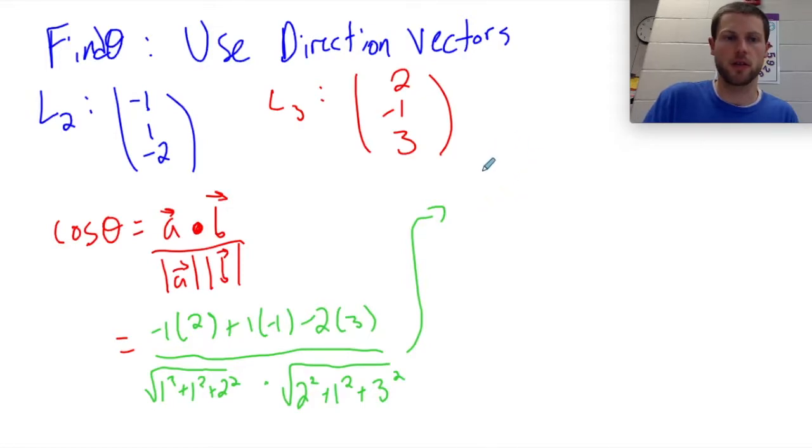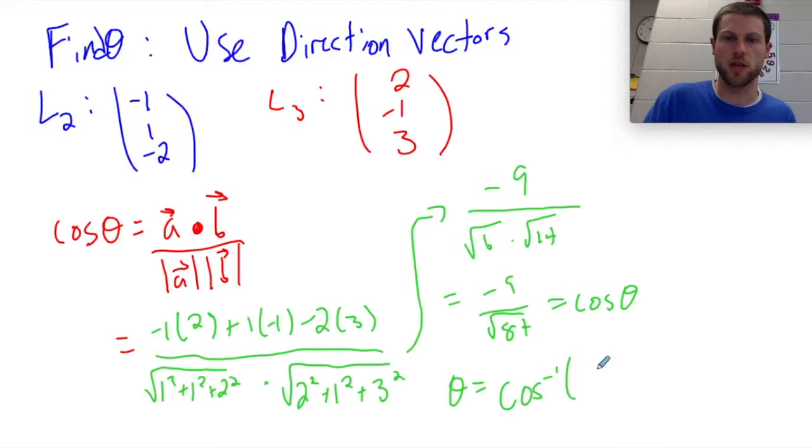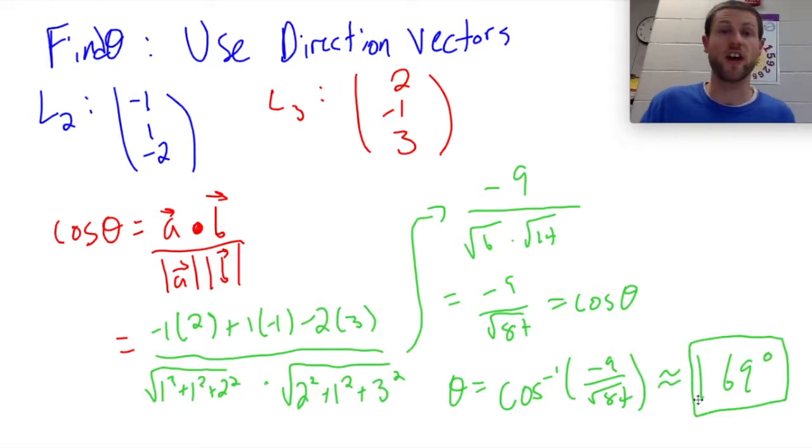Let's bring that up here. That's going to equal, on top, negative 9 when I add all these together, over the square root of 6 times the square root of 14, which is equal to negative 9 over the square root of 84. That's all equal to cosine of theta. So if I take the inverse cosine, theta should equal the arc cosine of negative 9 over the square root of 84. Punch that into my calculator, and that comes out to be approximately 169 degrees. So that's finding the angle between those two lines that intersect.